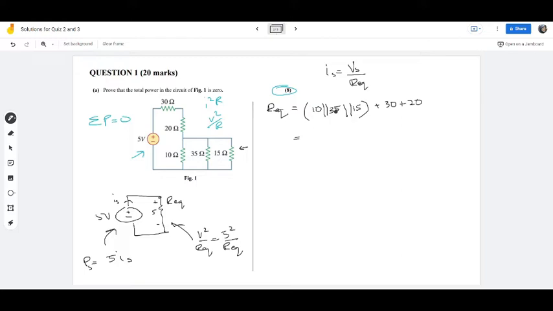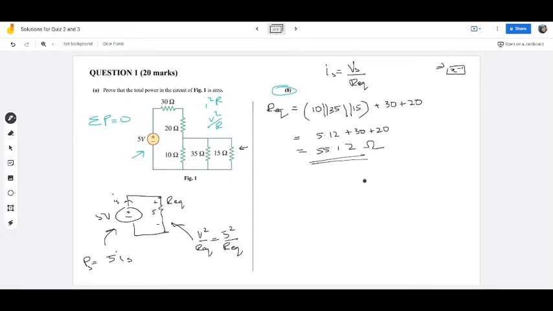There's a function in the calculator which is the inverse. Let me draw it up here. There is this function on your calculator. I love to use it if there are more than 2 resistors. I use this function and then do 1 over answer at the end. After you plug into your calculator, you will get this bit here as 5.12, plus 30 plus 20. Your R equivalent is 55.12. Don't forget your unit.